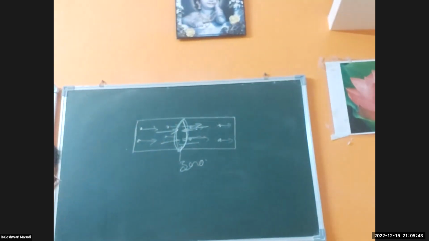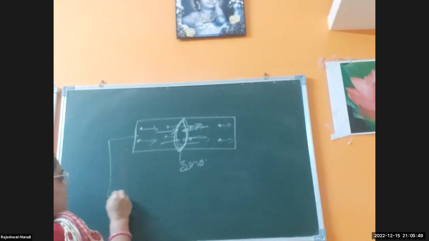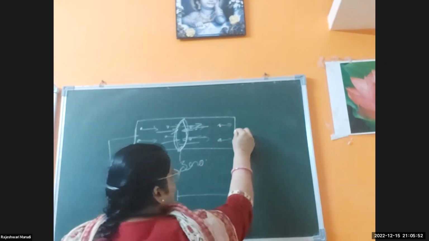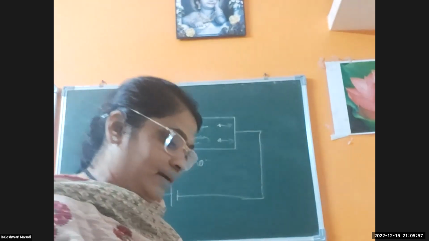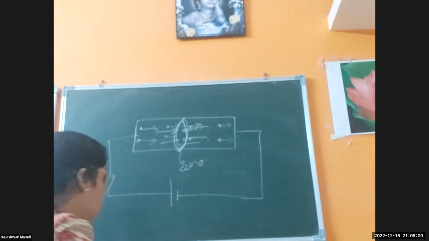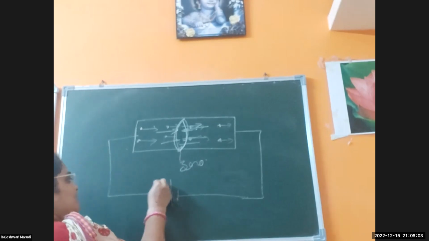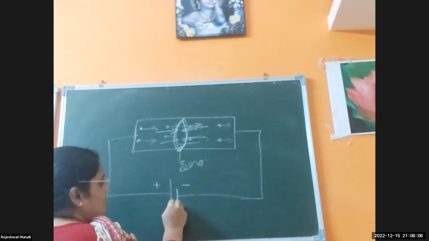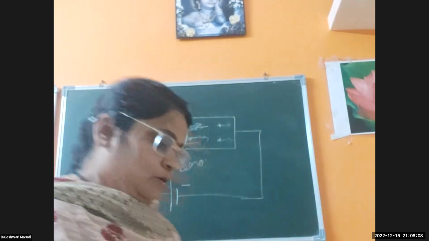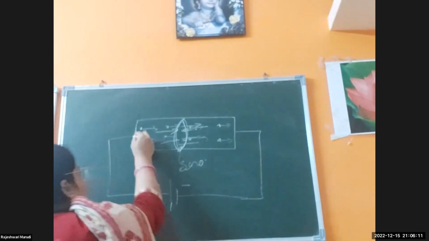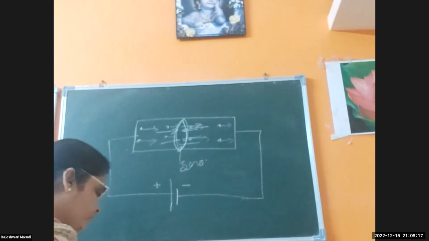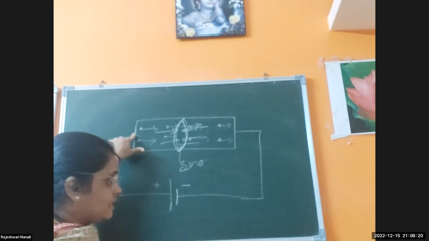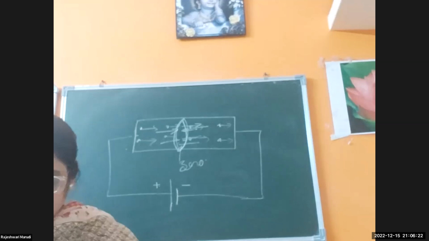So to make the electron current flow, what are we doing? We are connecting the conductor to a cell. In this cell, this is a positive terminal and this is a negative terminal. Whenever this conductor is connected to a cell, this is a positively charged terminal and this is a negatively charged terminal.